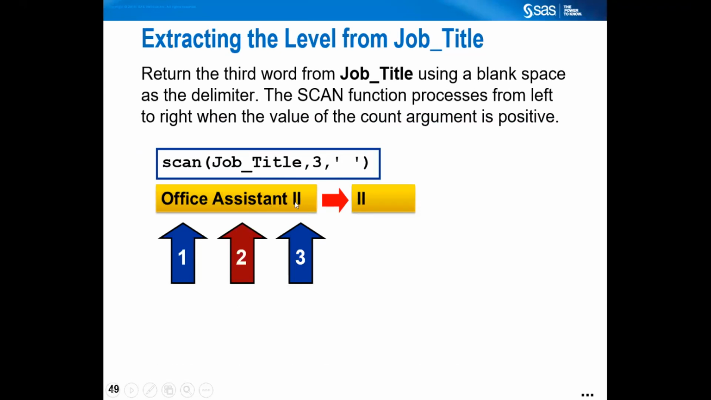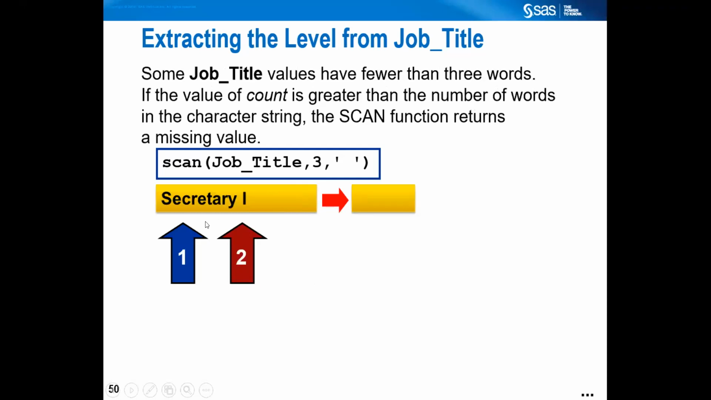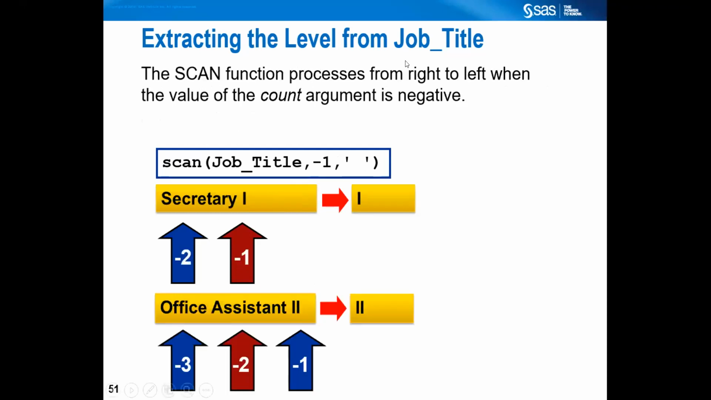But every time we are not going to have this level at the third position, correct? So you can always extract from the end of the string. Hence you give this expression with -1 separated by space. So from the end, it will start extracting the word. From the end, this becomes the first word, hence it extracts it, because you are asking for the word separated by space. All right. So, scan function processes from right to left when the value of the count argument is negative. That means it starts reading from right to left like this.